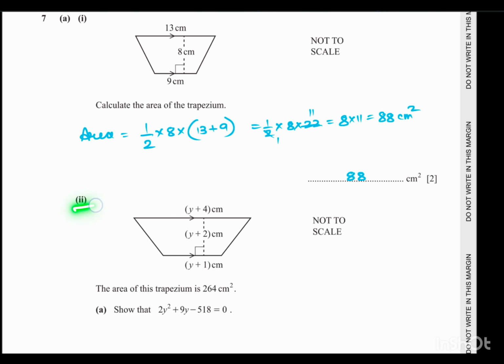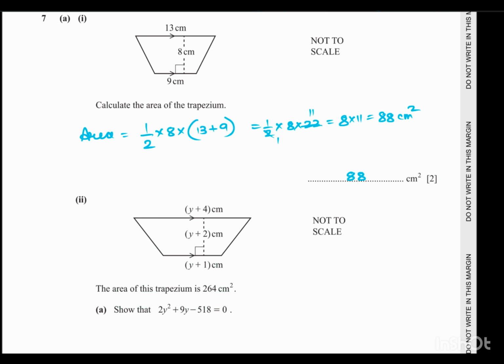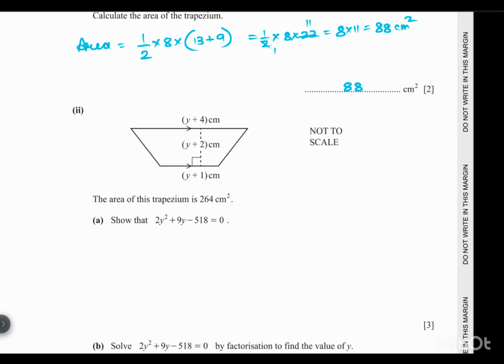Question number 2. The area of the trapezium is 264. The height is given y plus 2 and the parallel sides are also given y plus 1 and y plus 4. Question A, it says that show that 2y square plus 9y minus 518 is equal to 0. So using the formula again, we have to show this thing. So first of all, we will take the area and the formula using y plus 4, y plus 2 and y plus 1.